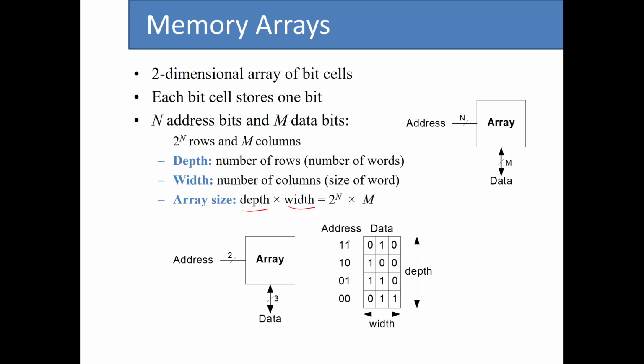Let's take a look at a very simple example. This memory array has only 2 bits of address. With 2 bits of address, we can have in total 4 possible combinations. That means that this memory array has 4 rows in it. We also have 3 bits of data, which means that each row in this memory array contains 3 bits of information. This is called the width of the memory array. The number of rows is called the depth of the memory array.